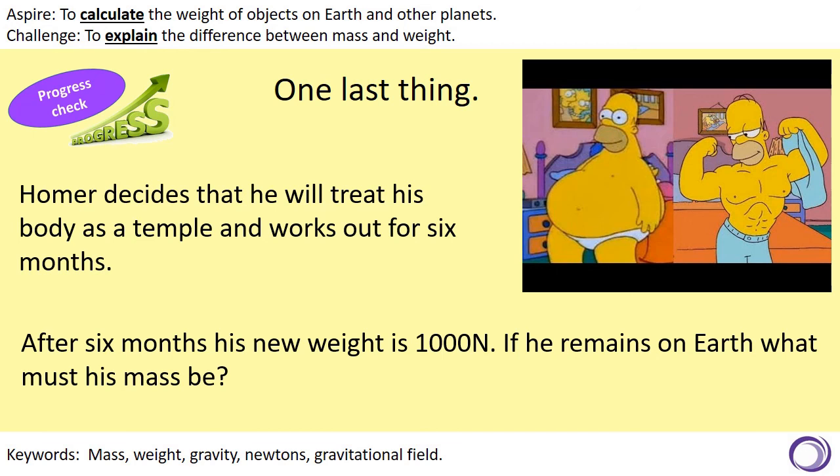If you're struggling, bit of a hint. Weight equals mass times gravity. Gravity, if you remember, on Earth is about 10. So 1,000 newtons equals Homer's mass times 10. So Homer's mass must be 10 kilograms. Well done if you've got that right.